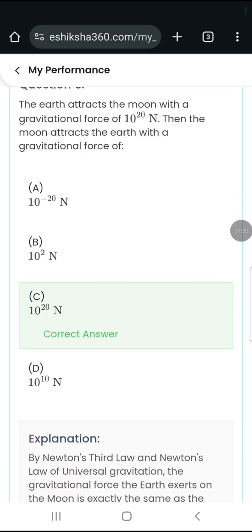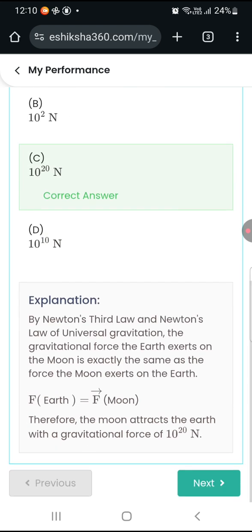The Earth attracts the Moon with a gravitational force of 10 to the power 20 N. Then the Moon attracts the Earth with a gravitational force of 10 to the power 20 N. Explanation: by Newton's third law and Newton's law of universal gravitation, the gravitational force the Earth exerts on the Moon is exactly the same as the force the Moon exerts on the Earth. F of Earth equals F of Moon. Therefore, the Moon attracts the Earth with a gravitational force of 10 to the power 20 N.